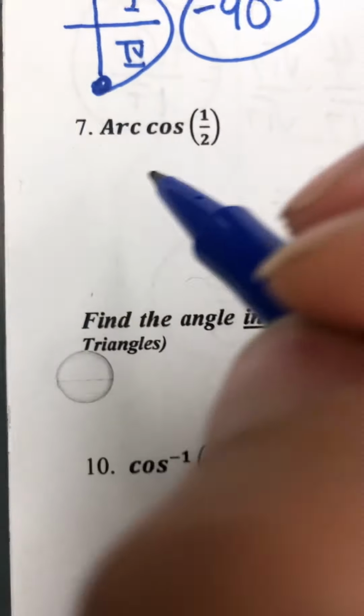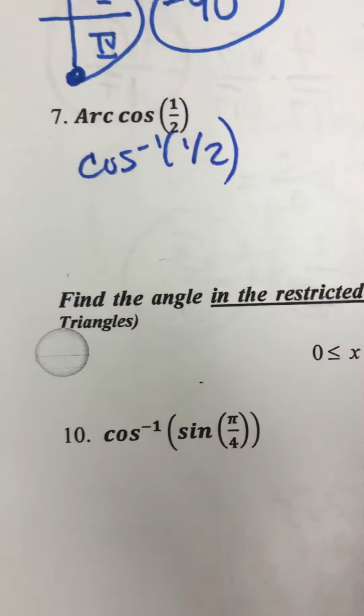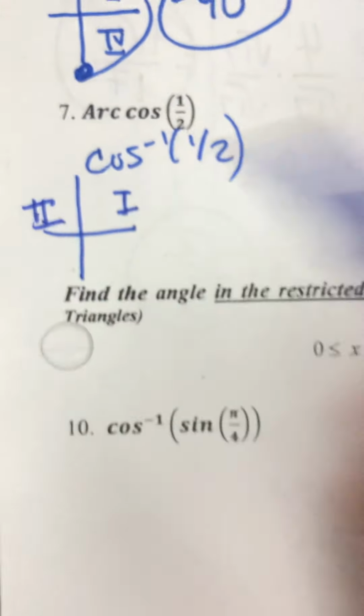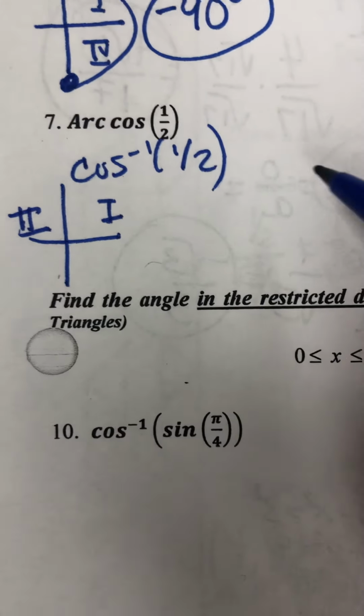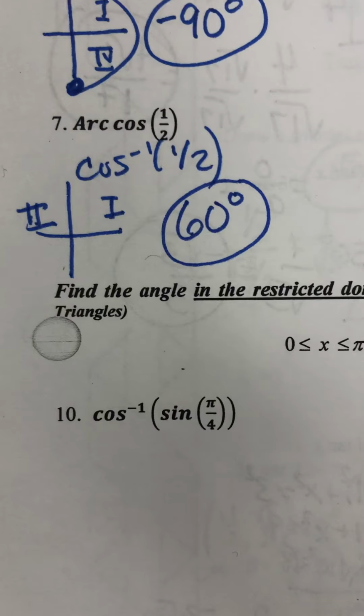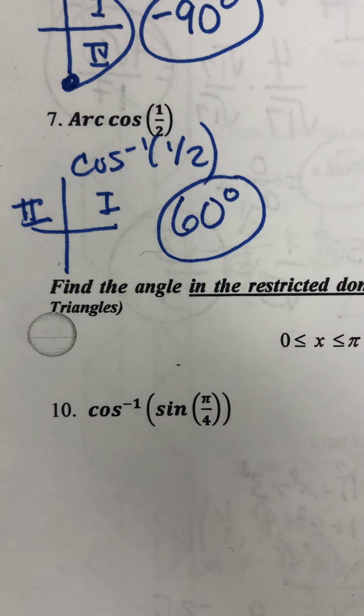Then we changed notations. It says arc cos of 1/2. That's the same thing as saying what angle has a cos of 1/2. Inverse cosine is restricted to the first and second quadrants. The angle that has a cosine of 1/2 in that area is 60 degrees.